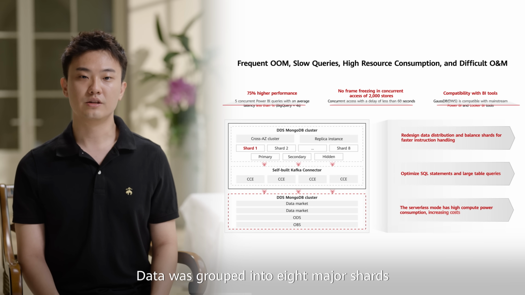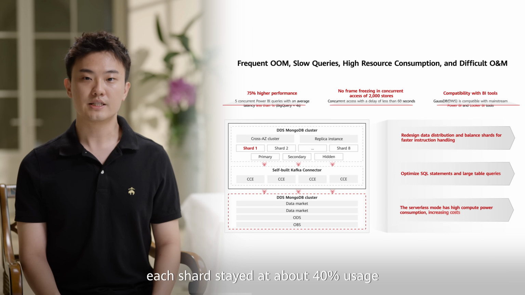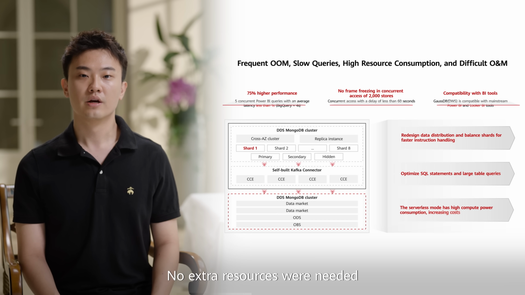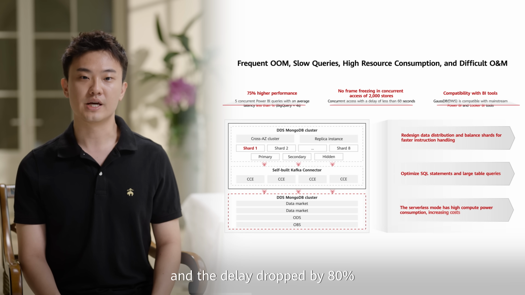Data was grouped into 8 major shards. After doing so, each shard stays at about 40% usage. No extra resources were needed. Queries took no longer than 1 minute and the delay dropped by 80%.